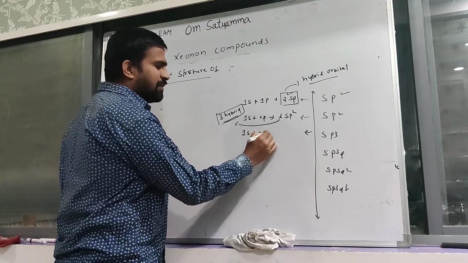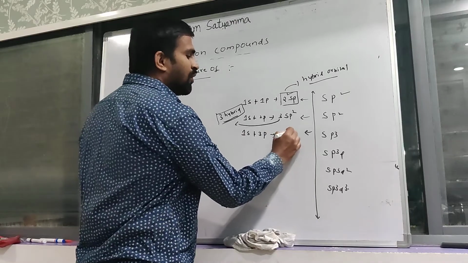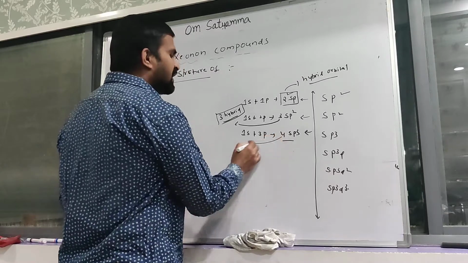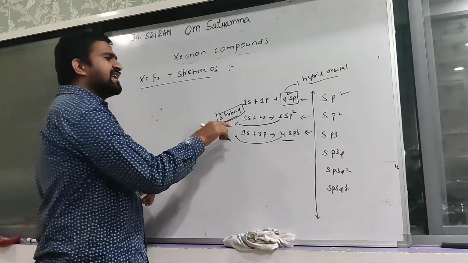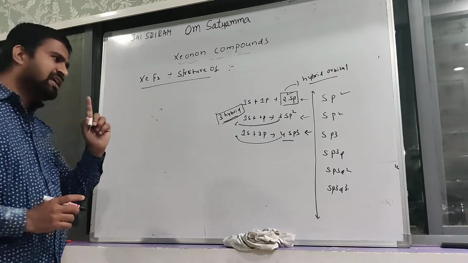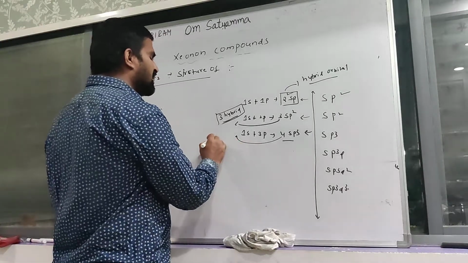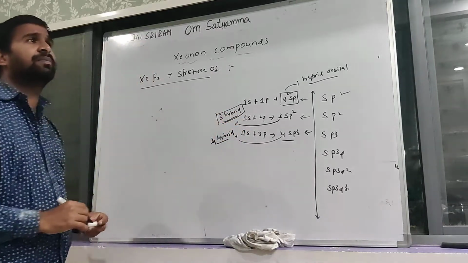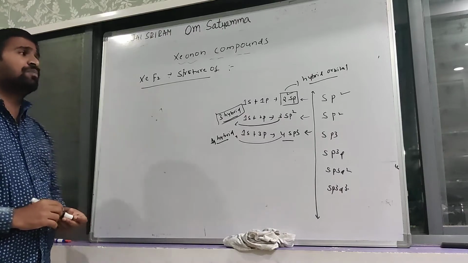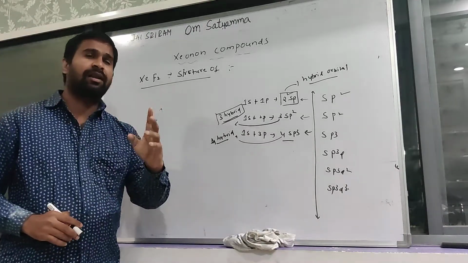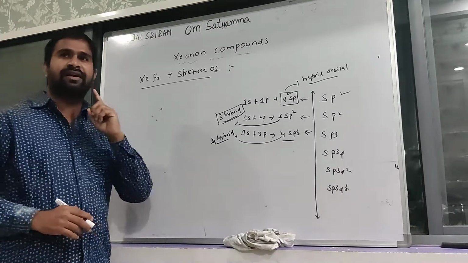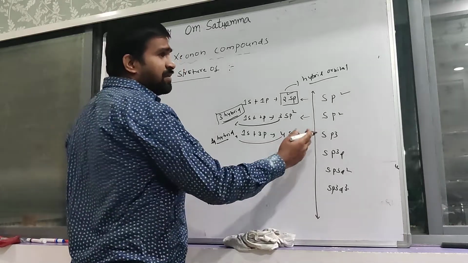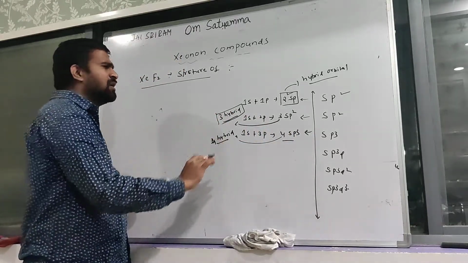One s orbital and 3 p orbitals intermix to form 4 new equivalent hybrid orbitals. These 4 new equivalent hybrid orbitals are called sp3 hybrid orbitals, and the phenomenon is called sp3 hybridization. sp3 hybridization has 4 hybrid orbitals. If the central atom of a compound has 4 hybrid orbitals, compulsorily that central atom undergoes sp3 hybridization. If you know the hybridization, then you can find out the structure of that molecule.